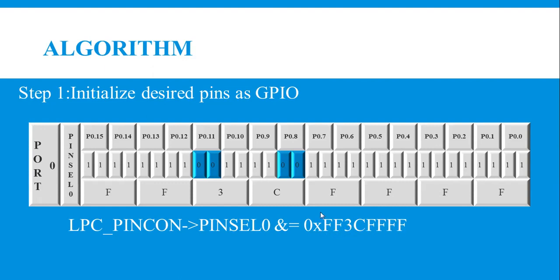0xFF3CFFFF. Here 0x indicates it's a hexadecimal number. So this value is going to be ANDed with the original content of the pin selection 0 register to ensure only the 11th pin and 8th pin are altered as general purpose input output pins, whereas the rest of the pin functionality is not disturbed. And this pin selection register 0 comes under the pin configuration structure.